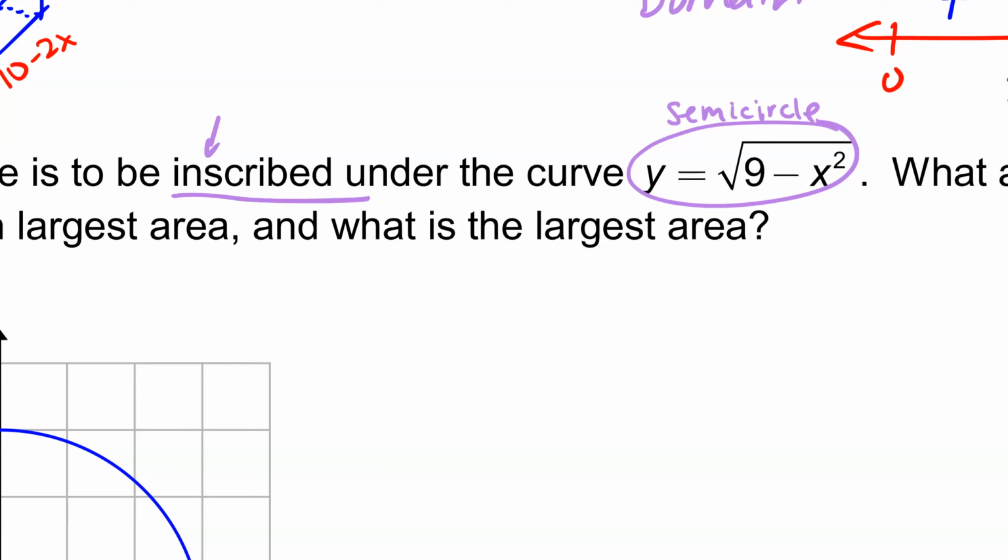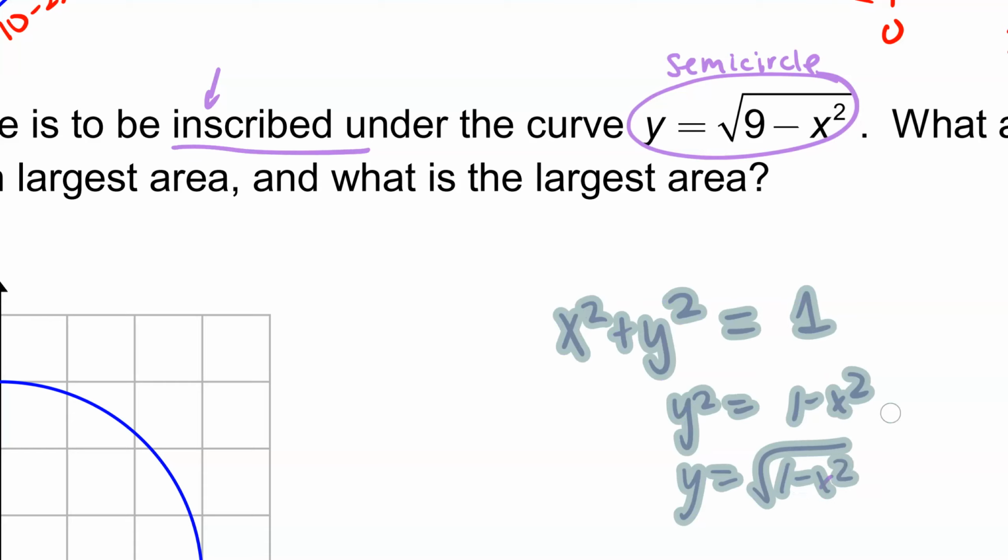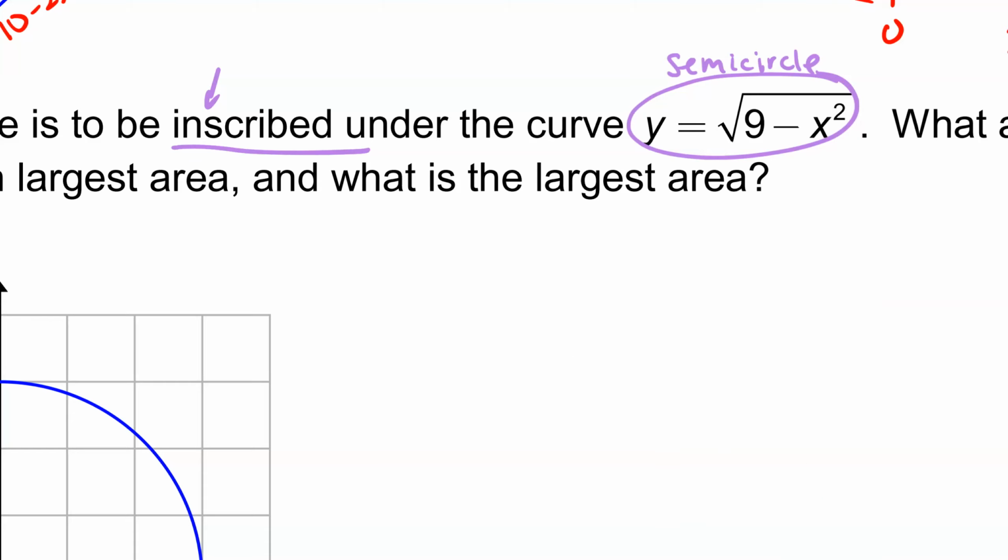Think about when you studied equations of circles: x squared plus y squared equals, say, 1. If you solve for y, then y squared equals 1 minus x squared. You don't have to write this, I'm just explaining how I know it's going to be a semicircle. It's in the form number minus x squared under a square root. This is from conics. I think you learned this in geometry?